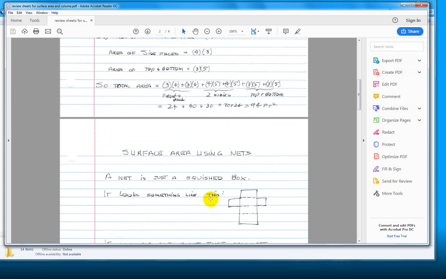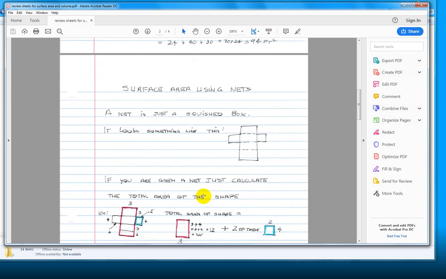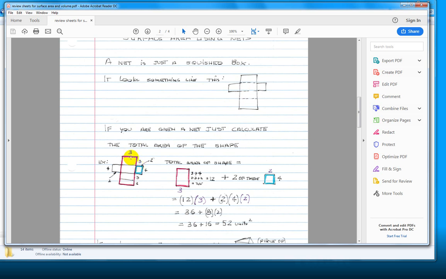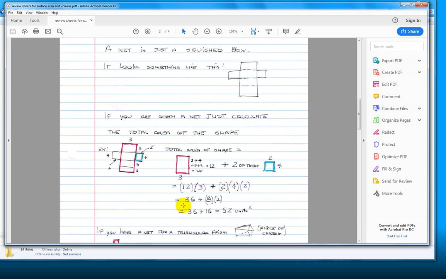If you're so lucky that you get a net for the box, now all a net is just a box squished. You take a tea box, you just rip it apart and you flatten it out. You get this shape, basically it's called a net. And if she gives you a picture of a net with all the dimensions, then it's easy to calculate the surface area. Just calculate the surface area of the whole shape, right? So this thing looks like a cross or a T. It's got this middle red section, so you calculate the area of that. And then you've got these 2 blue little flaps, so you calculate the areas of those, and you add everything up, and you get the answer.